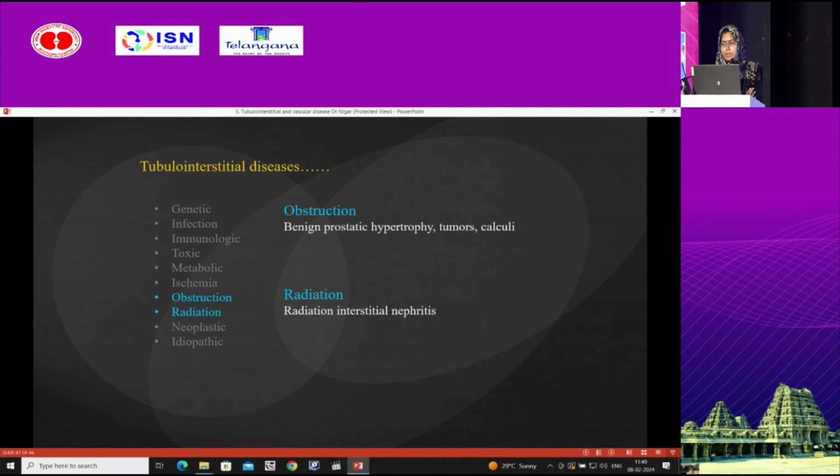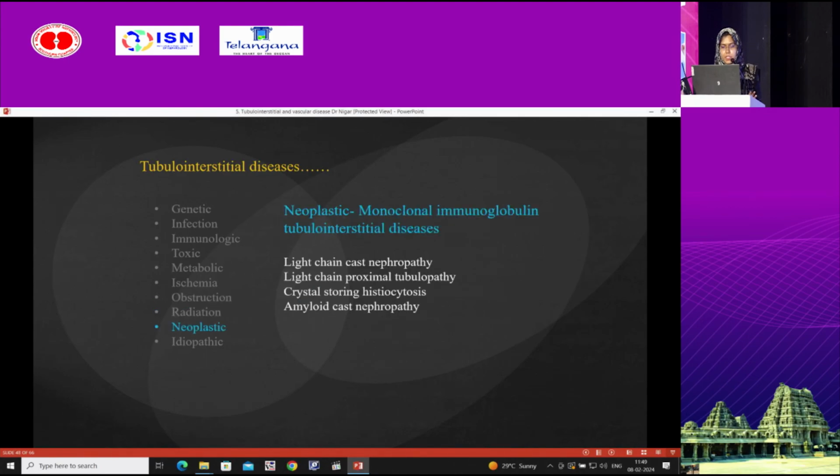Obstructive causes like benign prostatic hypertrophy, tumors, calculi, gravid uterus, and radiation therapy can also cause interstitial nephritis. The neoplastic diseases include monoclonal immunoglobulin tubulointerstitial diseases.